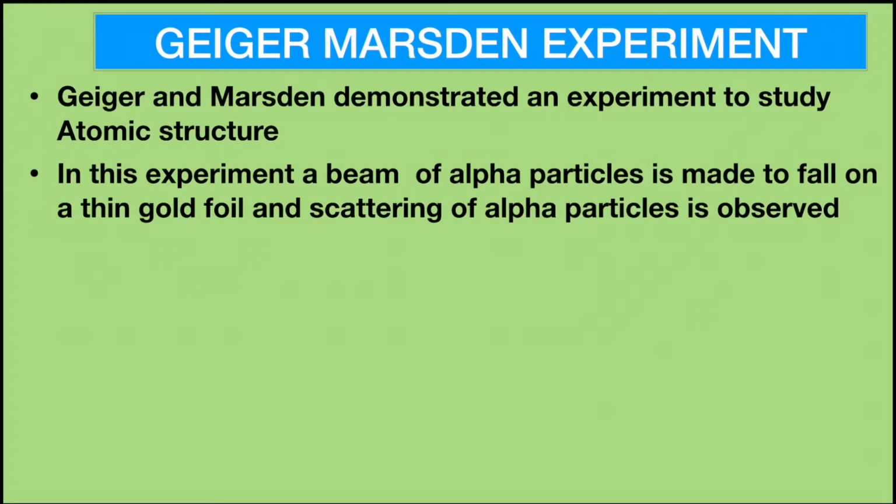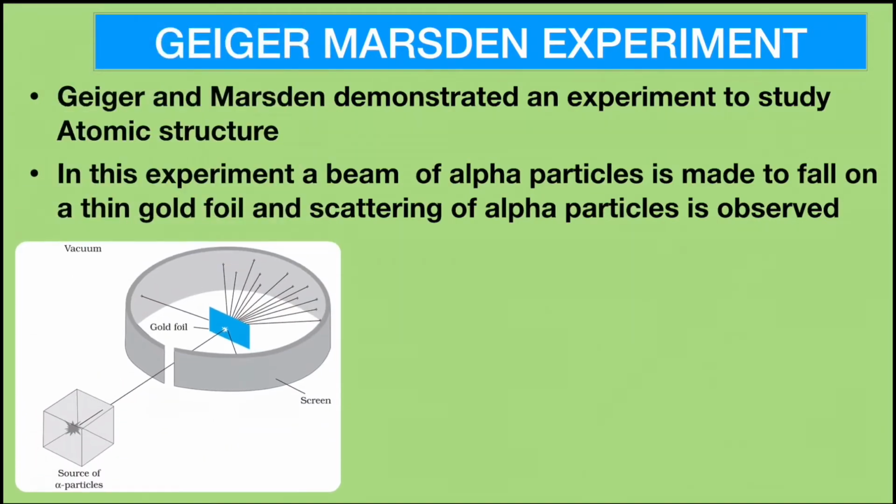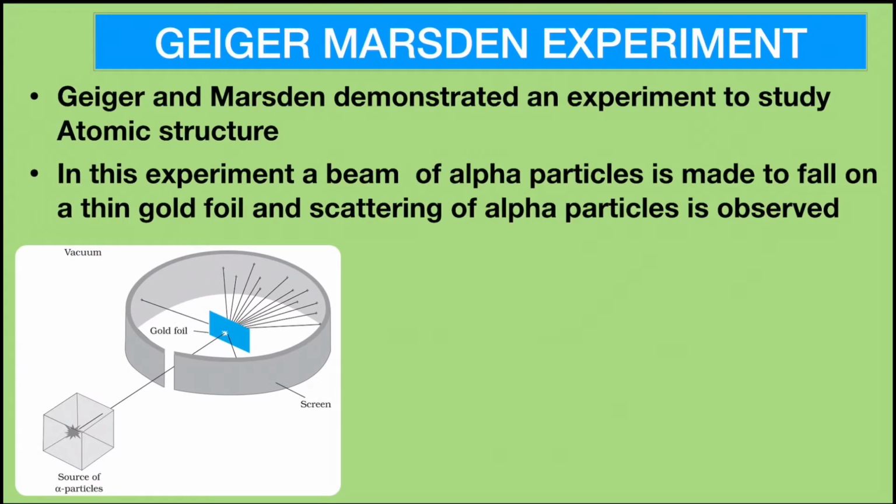Let's see the experimental arrangement. You can see here the source of alpha particles, which is placed in a chamber, and the alpha particles emitted by the source are allowed to fall on the screen. That screen is made of zinc sulfide, through the gold foil. You can see here the gold foil is shown.